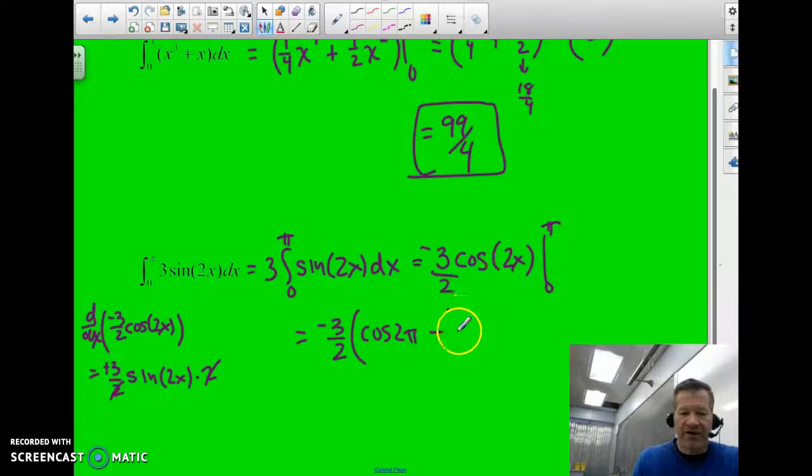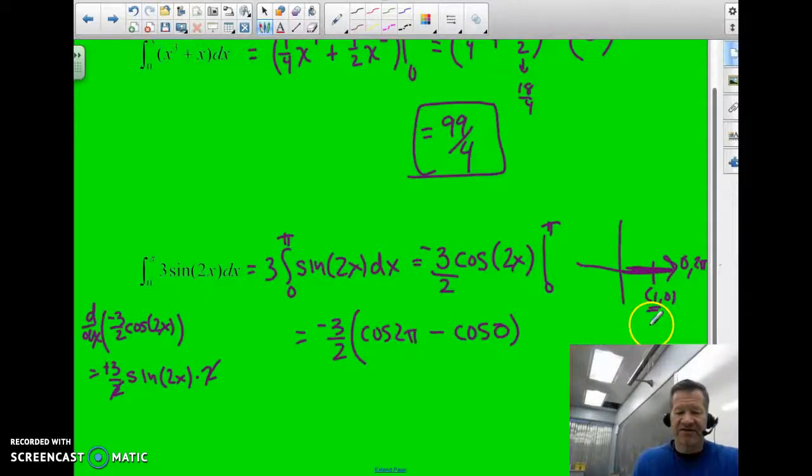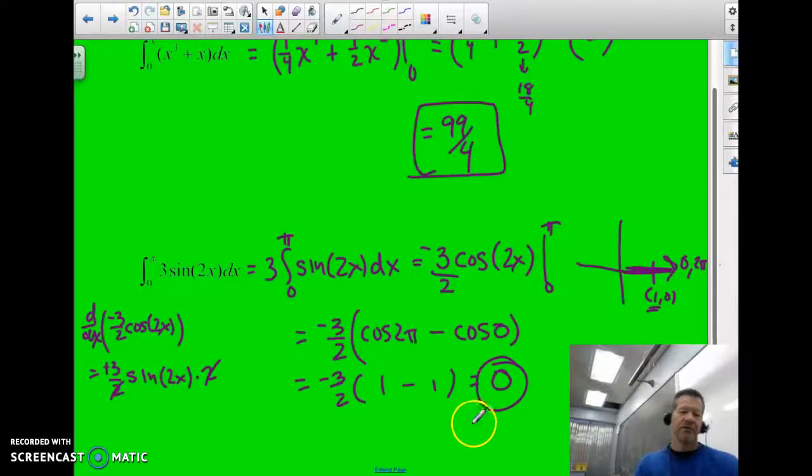minus, now put 0 in, I get the cosine of 0. Well, 0 and 2 pi both terminate on the positive x-axis. They would cross the unit circle at 1, 0. So if I find the cosine of this angle, remember, this is both 0 and 2 pi, they're both going to give me the x value of 1. So this is going to be negative 3 halves times 1 minus 1, which gives me 0. So the sine function doesn't change at all from 0 to pi. Okay, the change is 0.